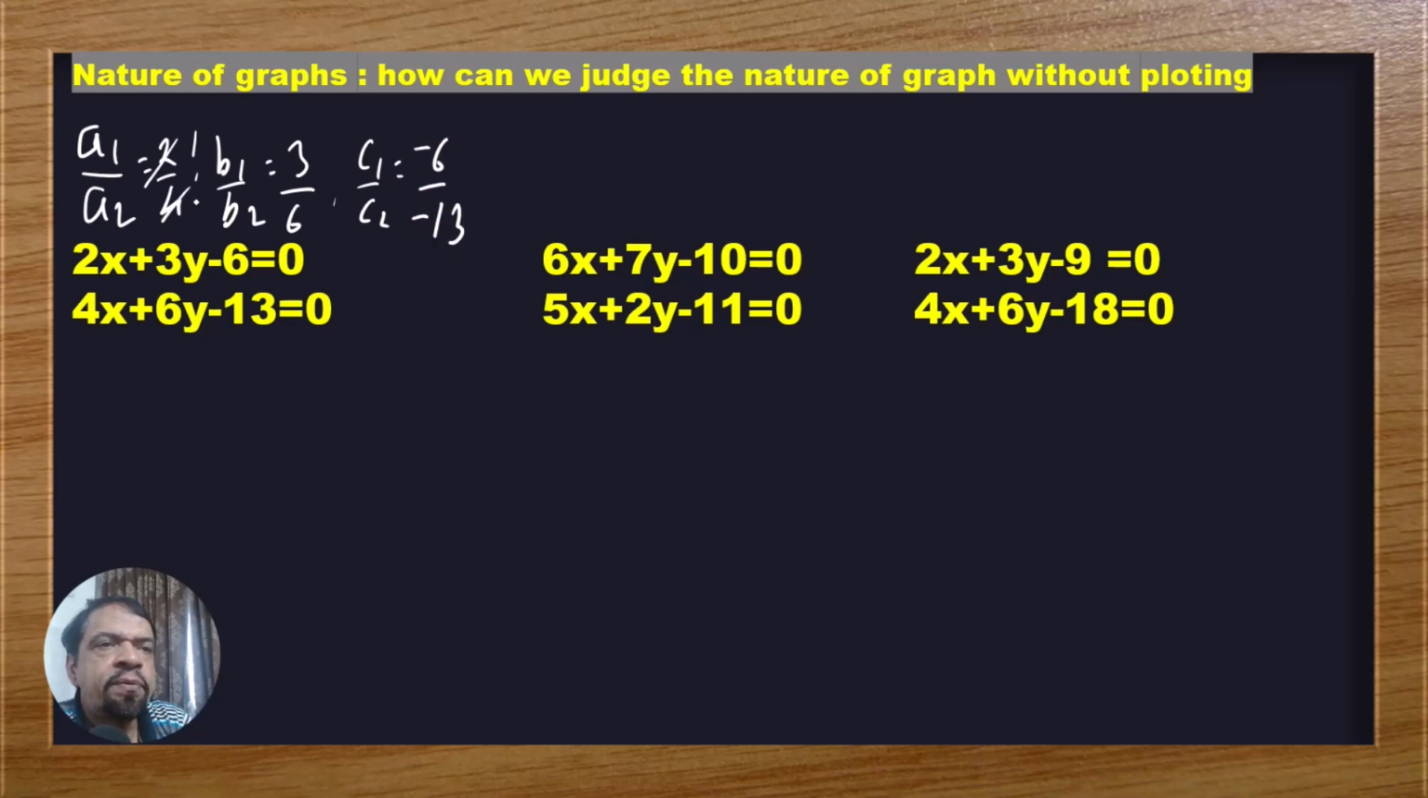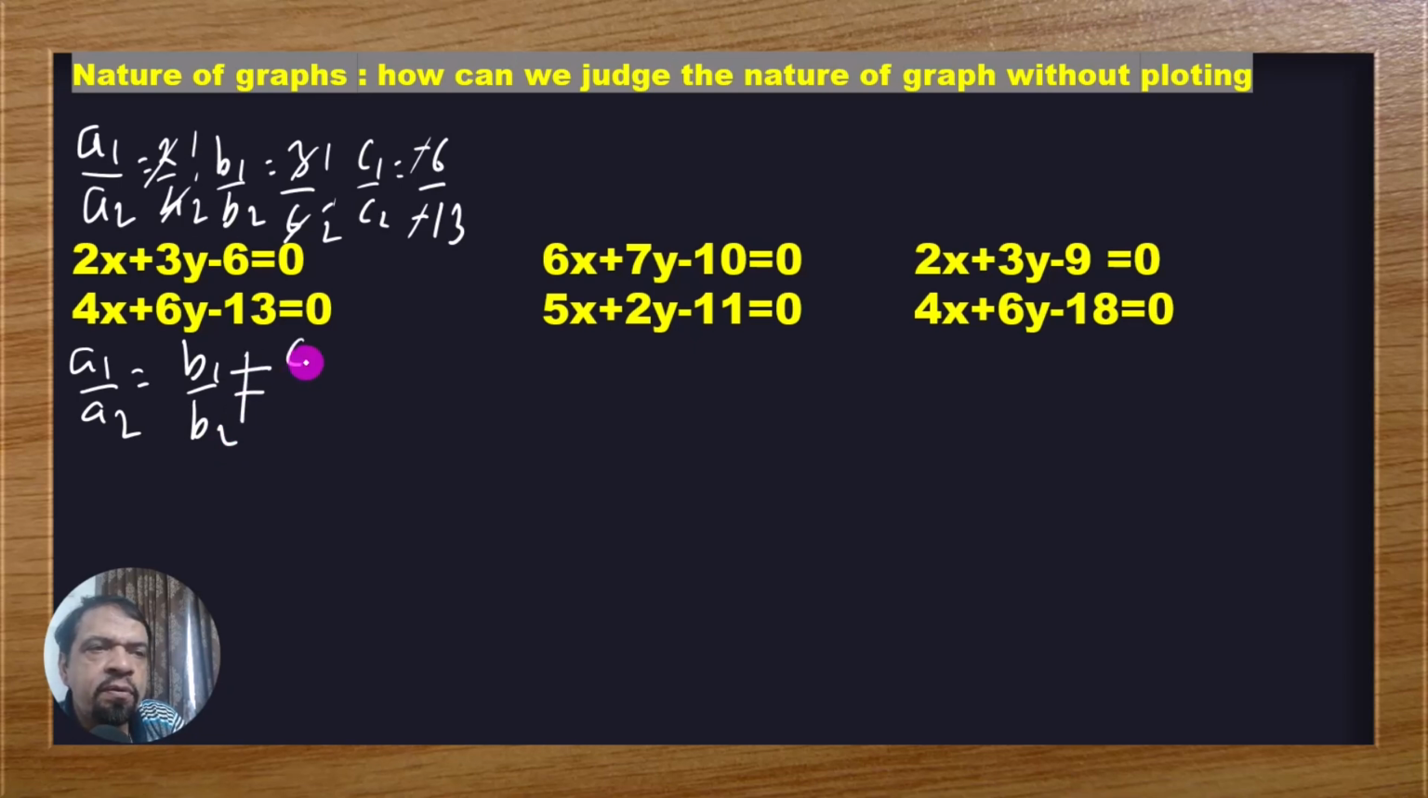This is 1 by 2, this is also 1 by 2, and this is as it is, 6 upon 13, minus minus cancel. So here a1 upon a2 is equal to b1 upon b2 because both are half, but not equal to c1 upon c2. In this situation, the graph will be parallel. These are the x-axis and y-axis. You will get the parallel graph.